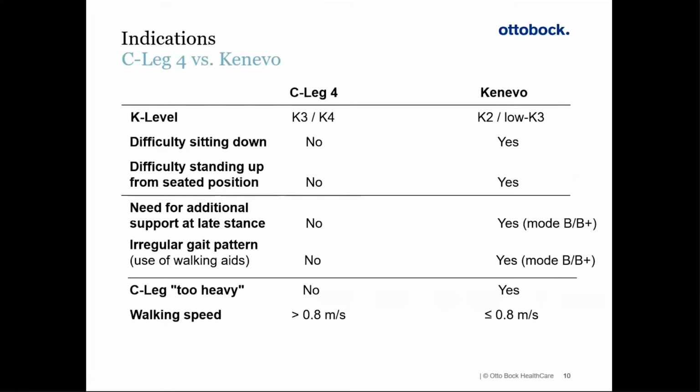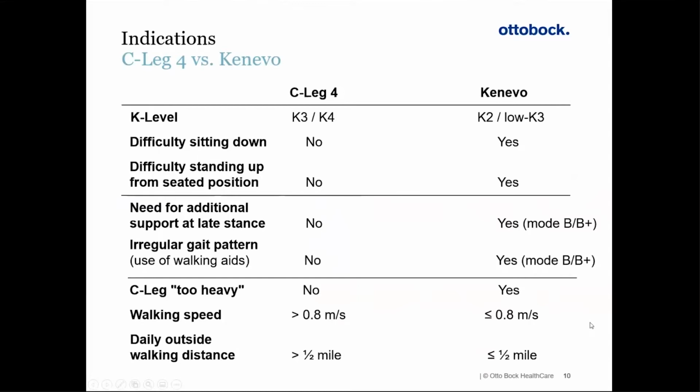Also, I already mentioned that the speed adaptation and cadence adaptation in the Kenevo is good for a speed up to 3 kilometers an hour, so that equals 0.8 meters per second. If the patient walks slower than 0.8 meters per second, and that is something that you can test in the 10-meter walk test or 20-foot walk, for instance, then the patient is a candidate for the Kenevo. If the patient walks faster than 0.8 meters per second or 3 kilometers per hour, then the Kenevo usually can't keep up with the patient, and the CLEC is clearly the better choice unless there are other factors that speak for the Kenevo and against the CLEC.